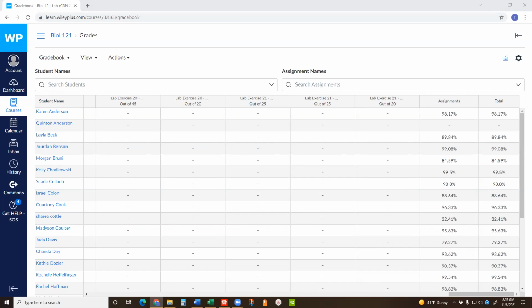In Wiley Plus, in the grades tab along the far right, do you see a column labeled total? Okay. All right, great. I'm seeing that. Okay. All right. So thank you for participating.